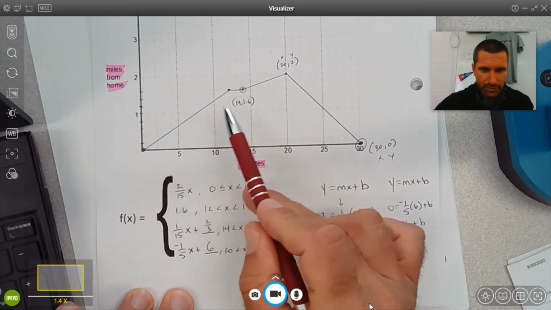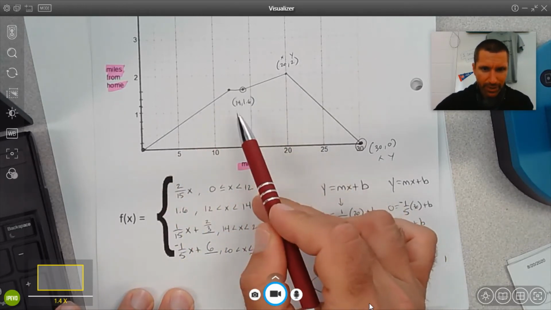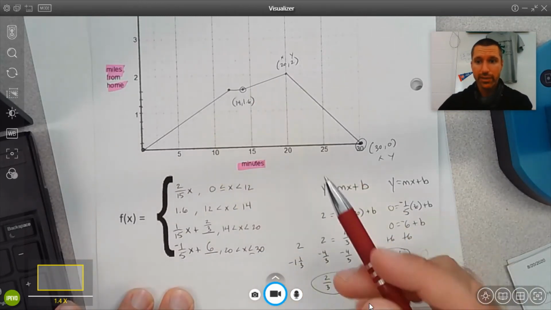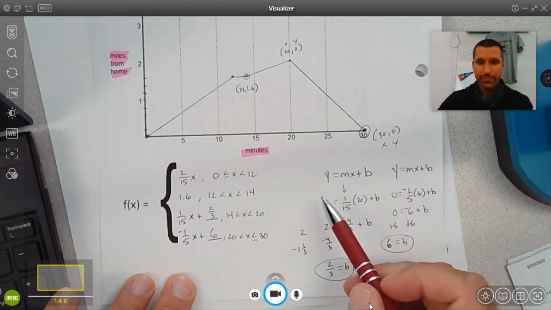I could take a pretty good guess. I could probably walk it back on the y-axis like that. But let's say you're not able to do that. You have to have an algebraic way to solve for it. And this is what we do.